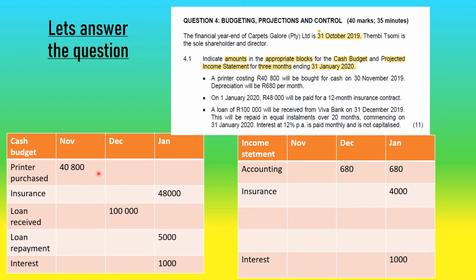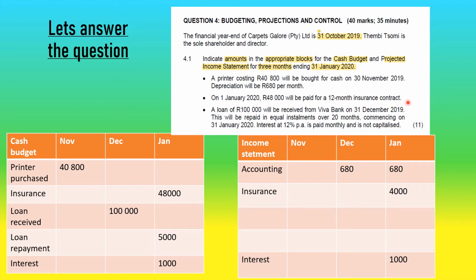But in your accounting, you do not record the cost of the asset. That goes on your balance sheet. In your income statement, you just have the depreciation. Therefore, for December and Jan, you would have 680 rands worth of depreciation for each month. That is your accounting entry for the 2 months. Then on 1st January 2020, 48,000 will be paid for 12-month insurance contract.